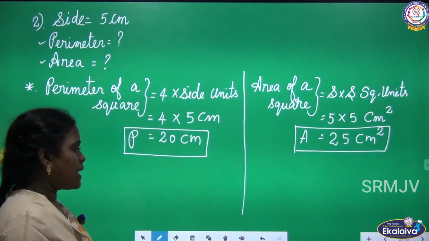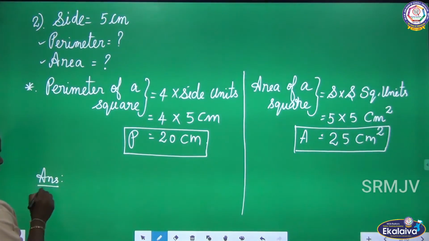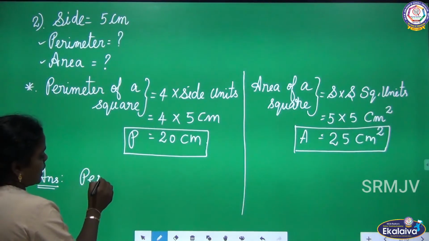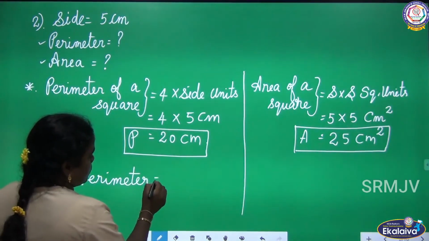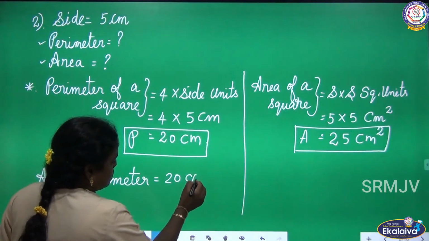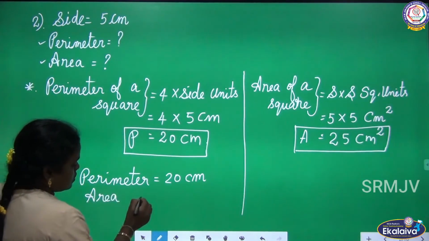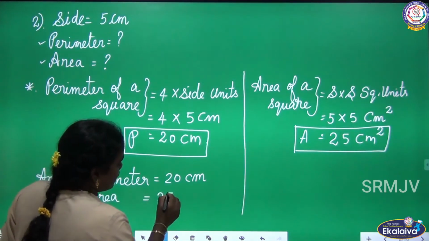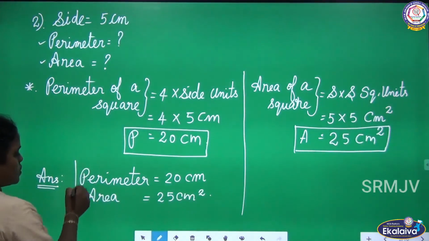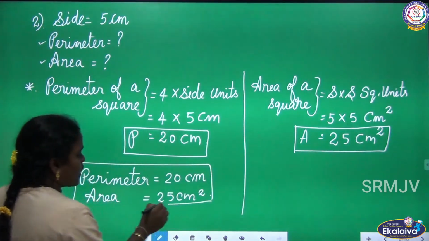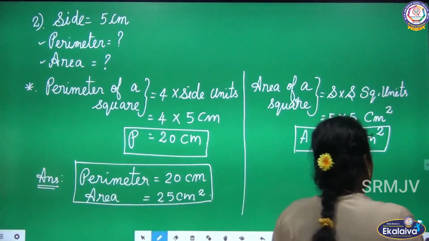So now let us write the answer. Perimeter of the square is 20 centimeter and area of the square is 25 centimeter square. So is this clear, children, how to find out the missing sides? Let us move to the next question.